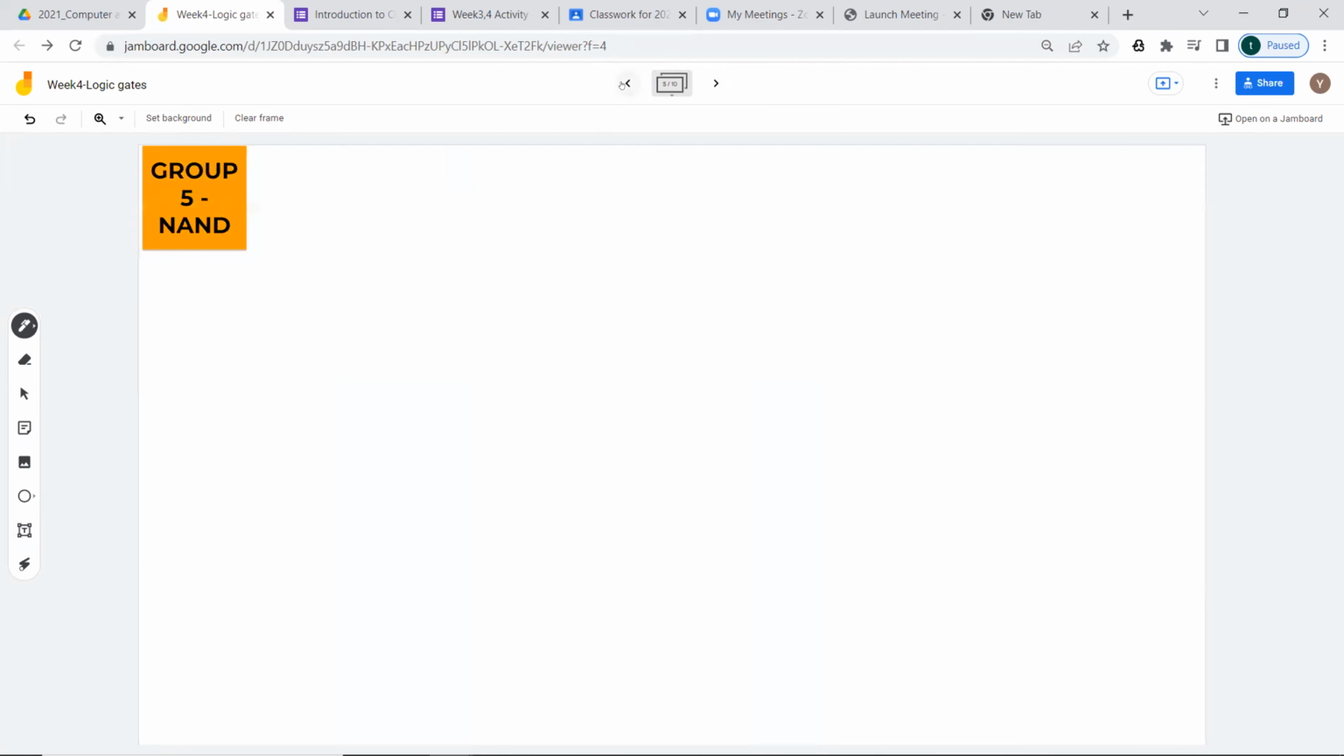Right, please don't go to others' Jamboards. For example, if you are a member of group 1, don't try to modify anything mentioned in group 3's Jamboard.